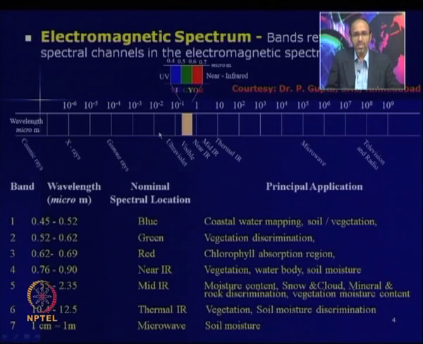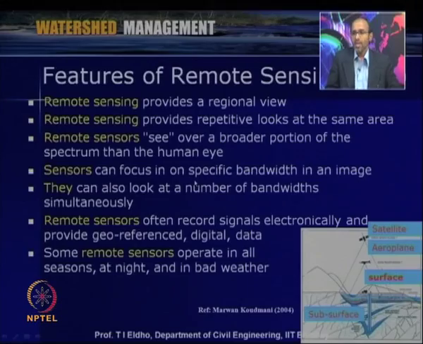Principally, for remote sensing, the bands generally start from ultraviolet and go up to microwave. That is the main region of the electromagnetic spectrum that we generally use for remote sensing. For example, 1 centimeter to 1 meter, the 7th band, which is the microwave, can be used for soil moisture. Some of the advanced remote sensing satellites use this band, even for soil moisture study.